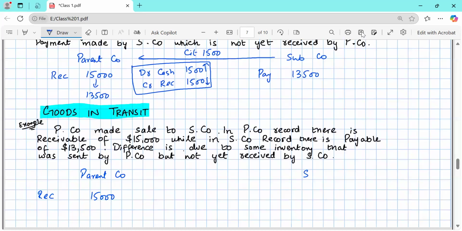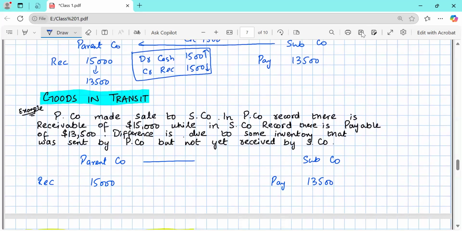while the subsidiary company has recorded the payable of 13,500. And the difference is due to some inventory that was sent by the parent company but not received by the subsidiary company. Now the parent company has sent some more inventory to the subsidiary company which the subsidiary has not yet received. So that is why the balance is differing. So what is the difference amount? 1,500, right? Yes. So goods in transit will be 1,500.